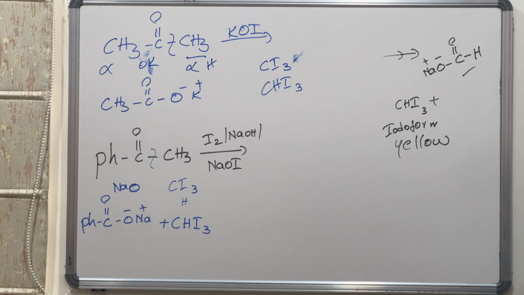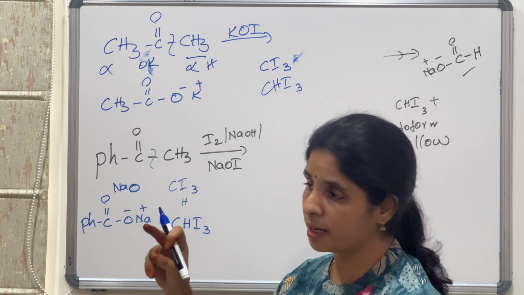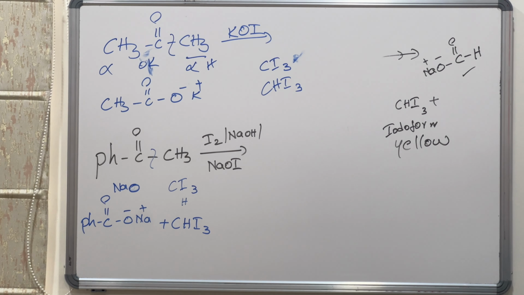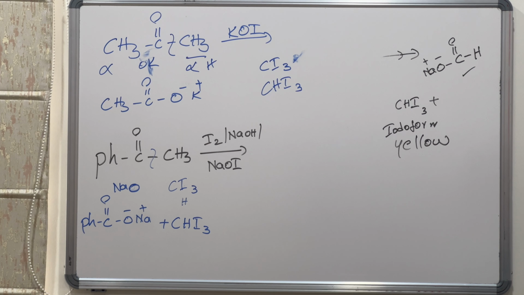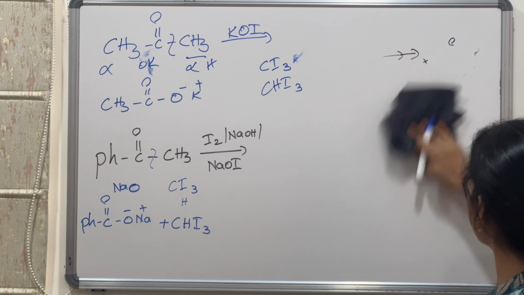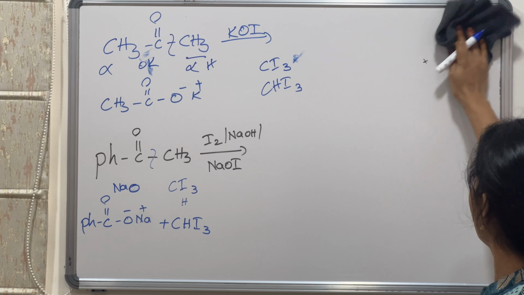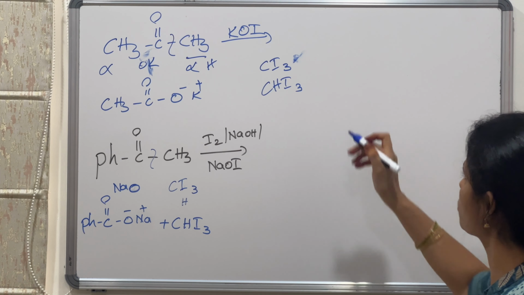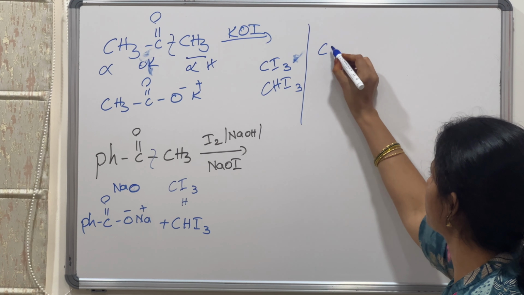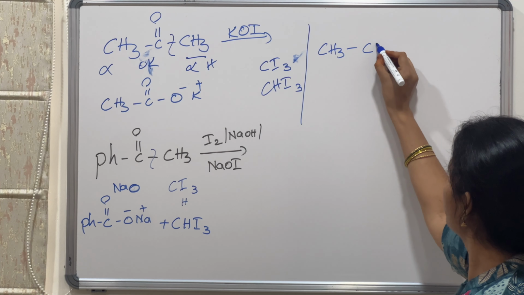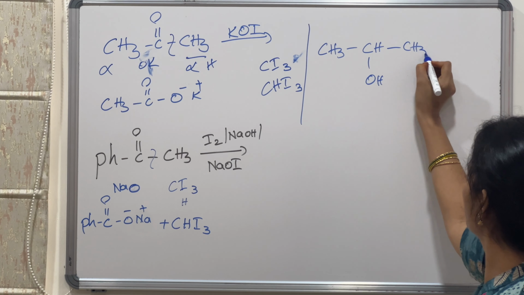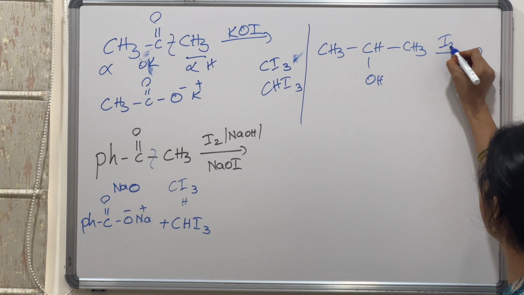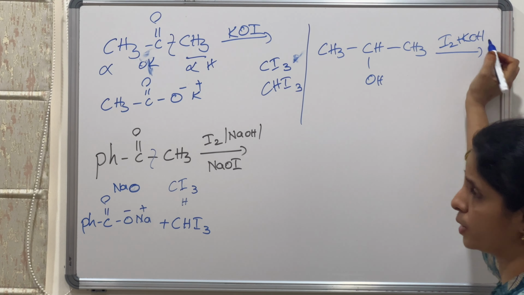Clear? I told you, the only aldehyde which gives the positive haloform test is acetaldehyde, and any ketone containing 3 alpha hydrogens. This is the way to write the product. Also some of the alcohols give a positive haloform reaction, positive iodoform test. I'll tell you how to write the product for this one. If you are given this alcohol, isopropyl alcohol, and iodine plus KOH or NaOH, whatever it may be.